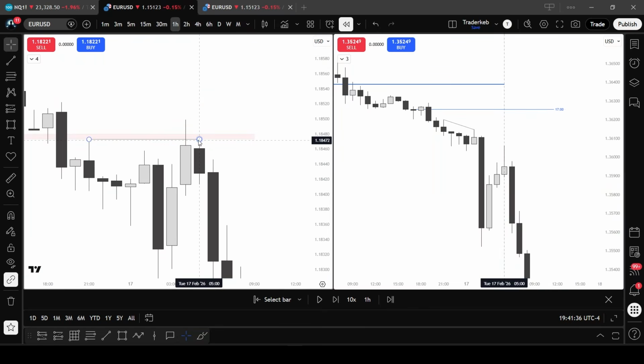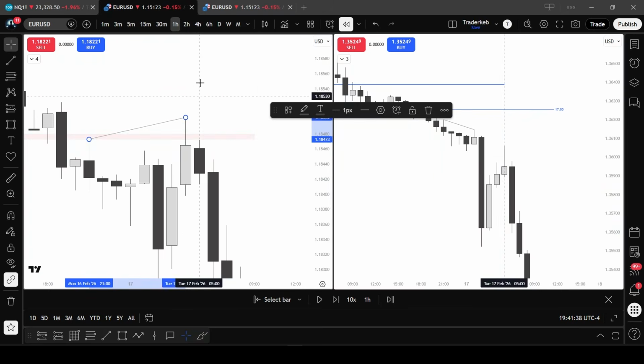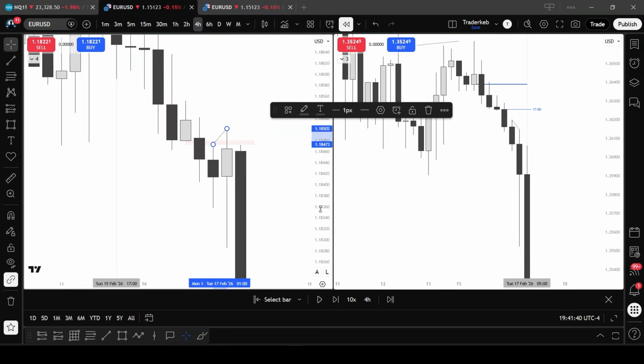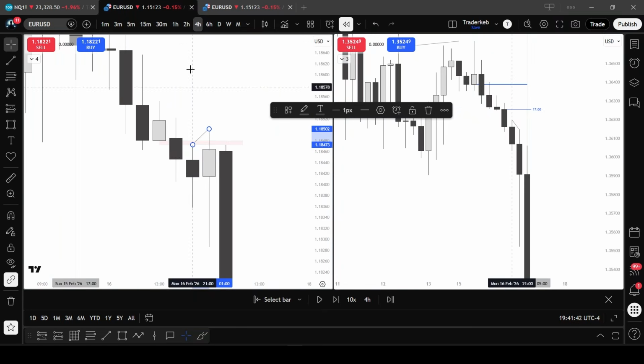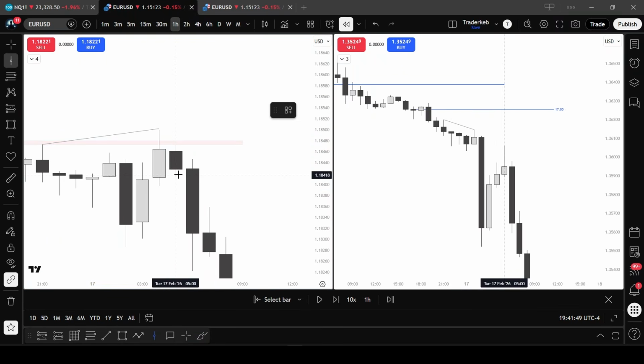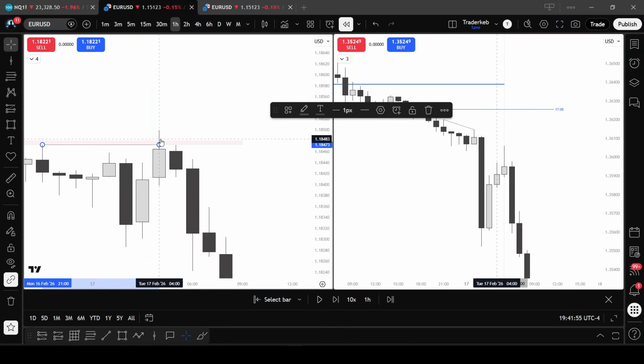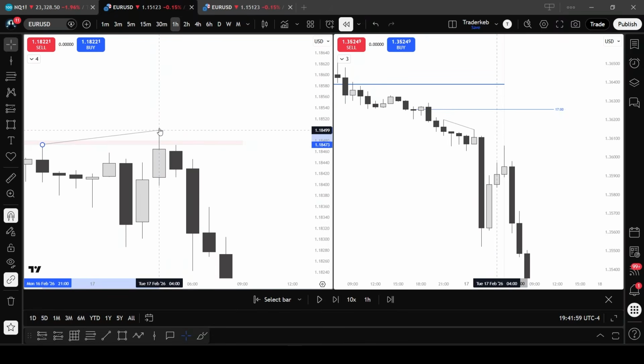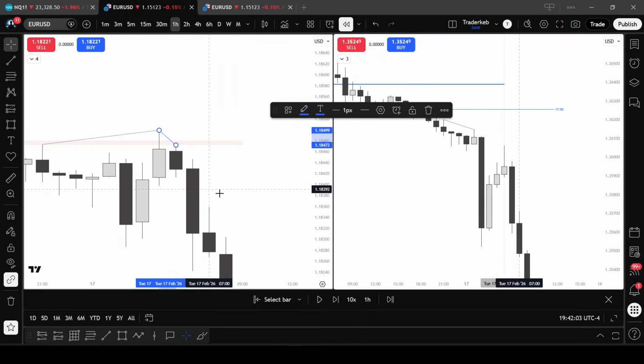You can see that we had an SMT here, right, on the 4-hour time frame. There is an SMT here, right, with this high. So you see that the 5 a.m. candle, which is this one, you see that this 5 a.m. candle, it opened on Euro USD. It did not take the high of the 4 a.m. candle, but on GBP USD it took the high. So we have an SMT here.